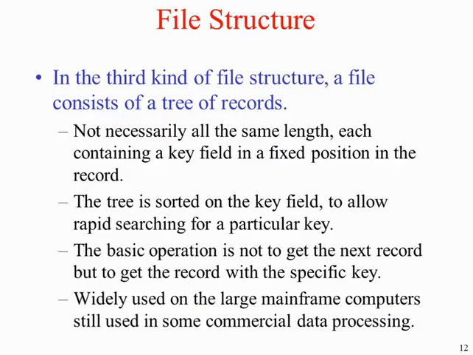Then the third structure, the tree structure, is basically an arrangement of a file that consists of a tree of records. Here not necessarily all records will be of the same length. Each record will contain a key field in a fixed position, and the tree will be sorted on the key field to allow rapid searching for a particular key. The basic operation is not to get the next record, but to get the record with a specific key. This kind of structure is widely used on mainframe computers, which do a lot of data processing. With personal computers we do not come across such file structures.